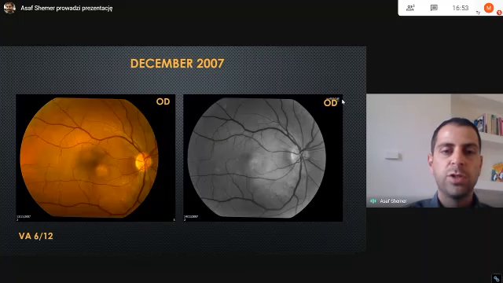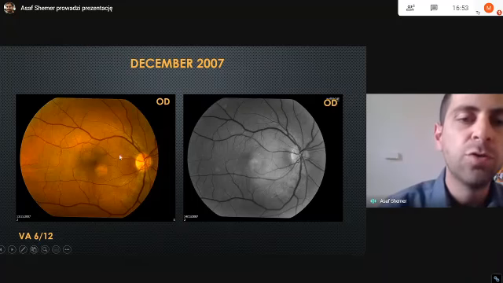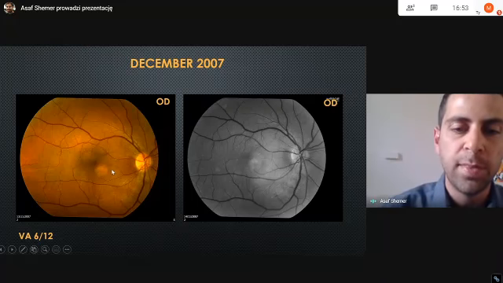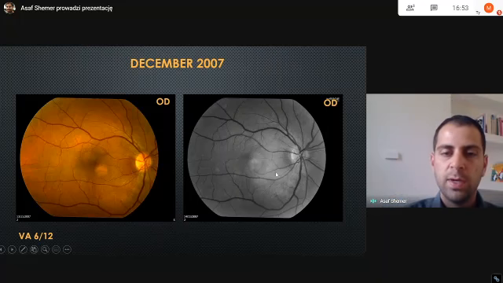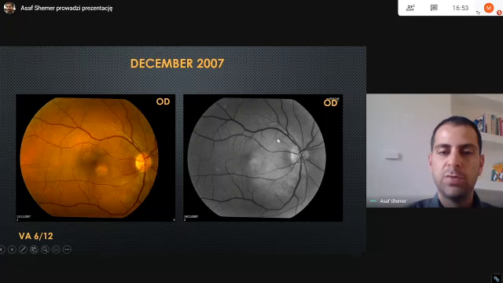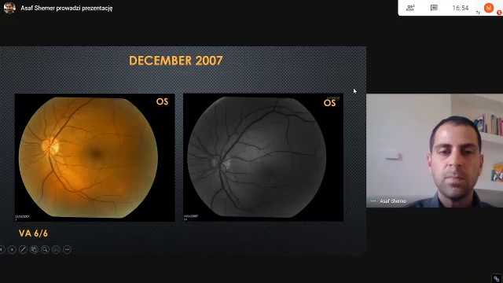A posterior pole examination revealed a round macular lesion with retinal pigmented epithelium changes mainly in the margins and a yellow-gray elevation located between the optic disc and the fovea. On the right side here, we can see a red-free image demonstrating a hypopigmented lesion. The posterior segment of the left eye was unremarkable.